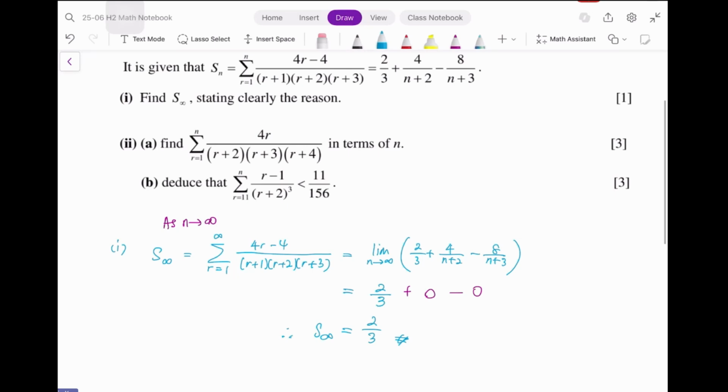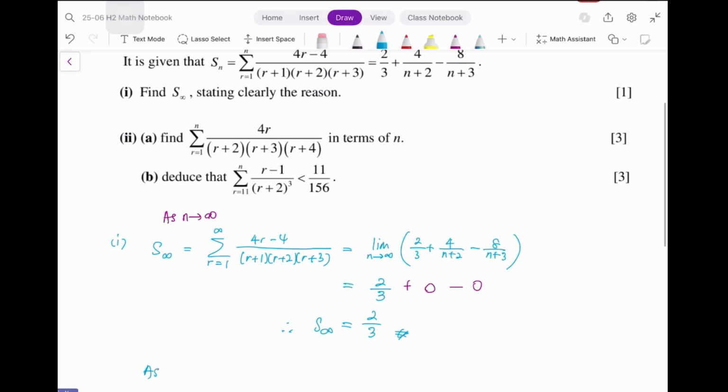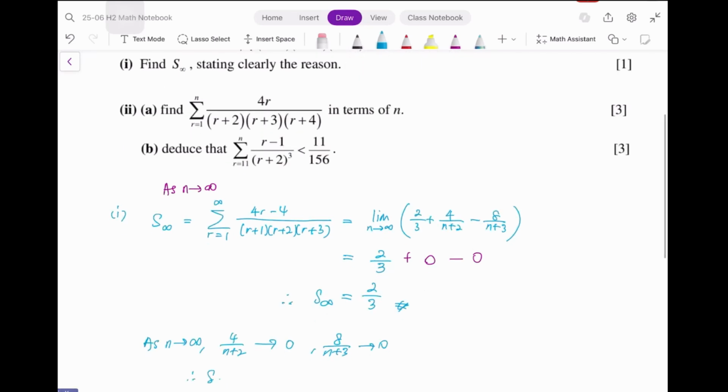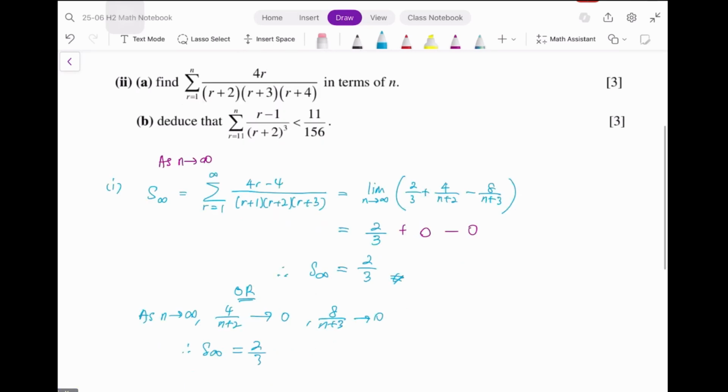Not necessary. The shorter method is as n goes to infinity, 4 over n plus 2 goes to 0, 8 over n plus 3 goes to 0, then you sub the 0 in. You can just put 2 over 3 if it's just a 1 mark thing, but they ask for explanation lah. So the easier way to write may be that also. All right, part 2.